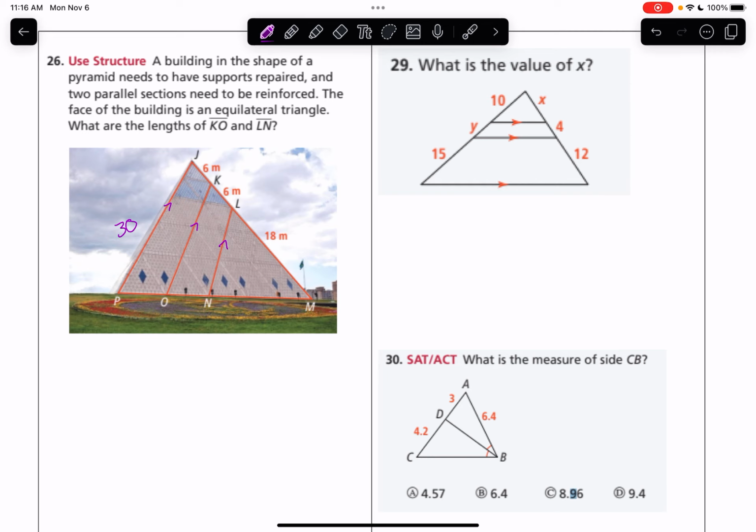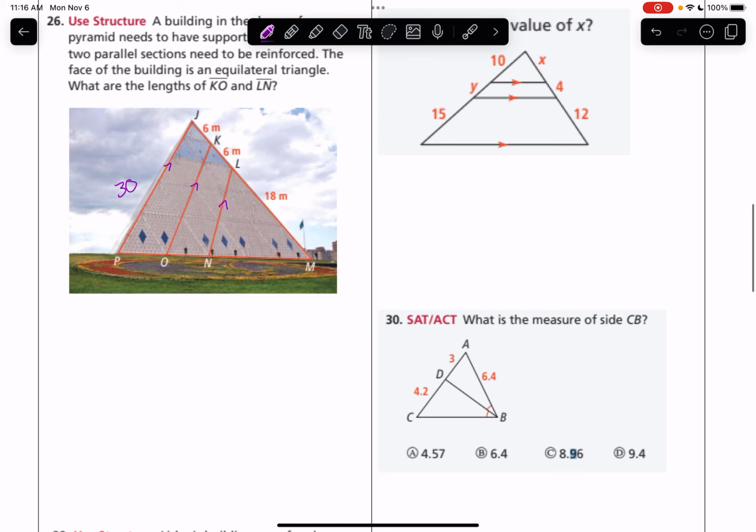So if we want to find the length of KO, which is this medium segment, we can use the side splitter theorem. We can say that 18 plus 6, so 24, over this side is equal to the entire side length 30 over 30 here. So we can say that 24 over KO is equal to 30 along the side and 30 along the base, which of course means that KO equals 24.